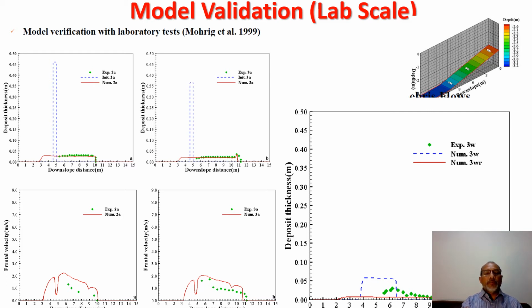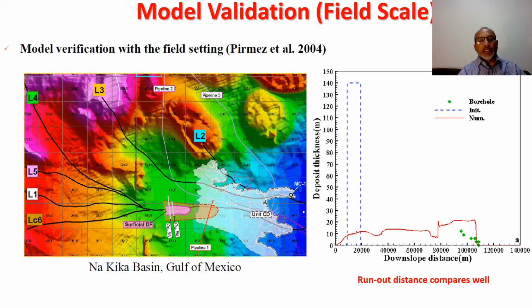In general, the numerical exercise represents the experimental results fairly well. We also tested our numerical model against field data collected by Pirmez in the Nigerian Basin. Here we tested the runout distance and also the thickness, with the scale of the problem where the deposit thicknesses are hundreds of meters from the slope. We are kind of happy to see that the model represents the data reasonably well.